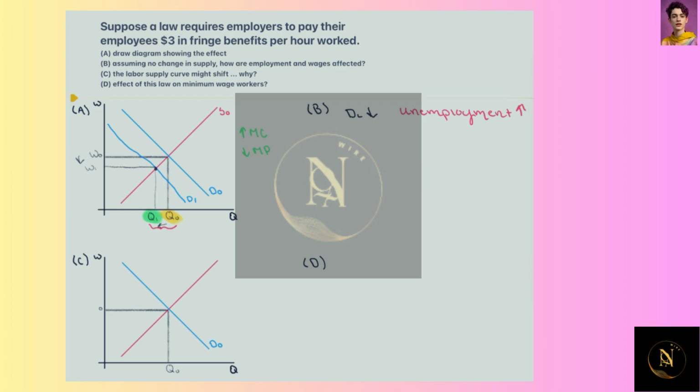Now part C here, we're working under the assumption that the labor supply curve might shift as a result of this new law. And why exactly might this supply curve end up shifting? Well, it's because to these workers, these fringe benefits are pretty attractive. They want these benefits. So our supply might actually increase as a result of this. So we shift our supply curve from S0 to S1, and we see our equilibrium change again. In this case, our quantity is going to be increasing from Q0 to Q1, but our wages are still declining.